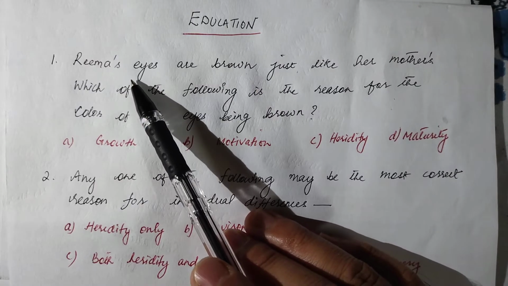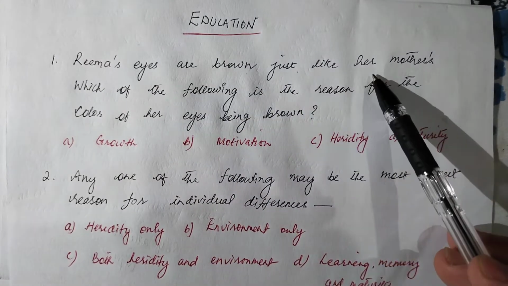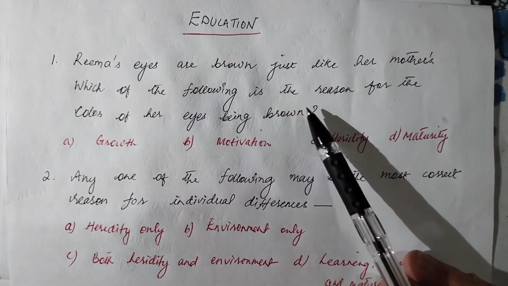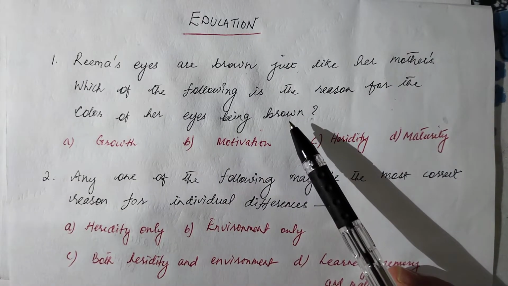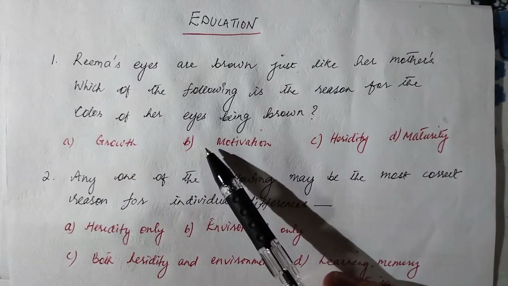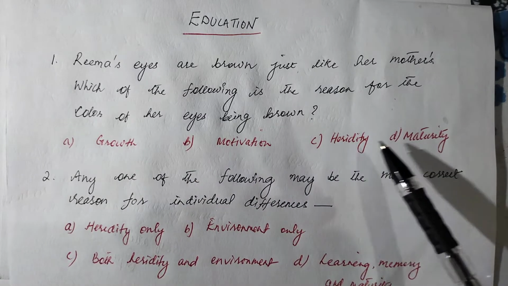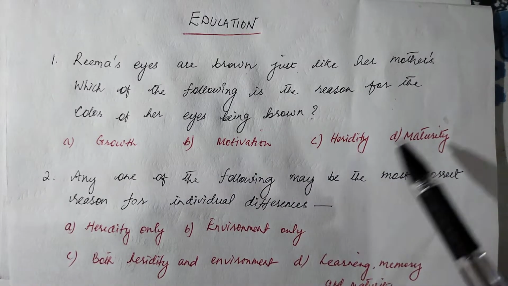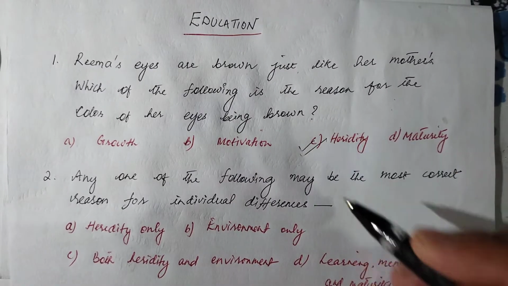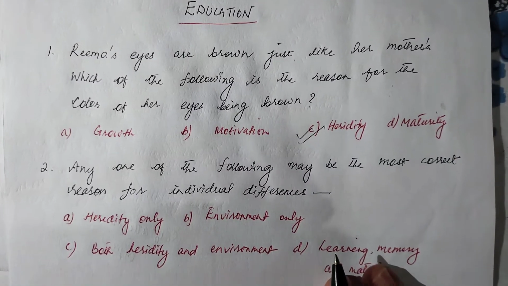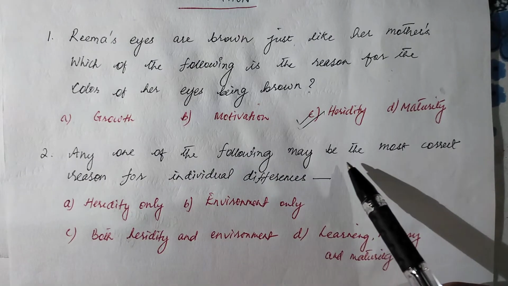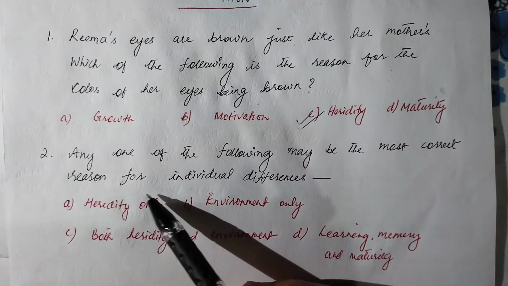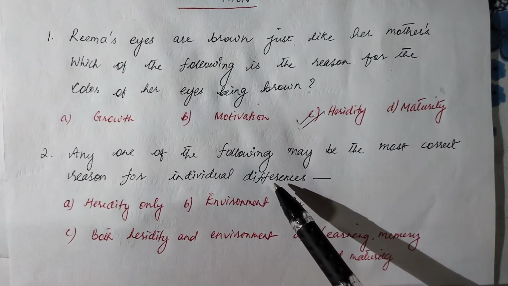Question 1. Rima's eyes are brown just like her mother's. Which of the following is the reason for the color of her eyes being brown? A. The growth, B. Motivation, C. Heredity, D. Maturity. Answer hang ni kadai ka option C. Heredity.